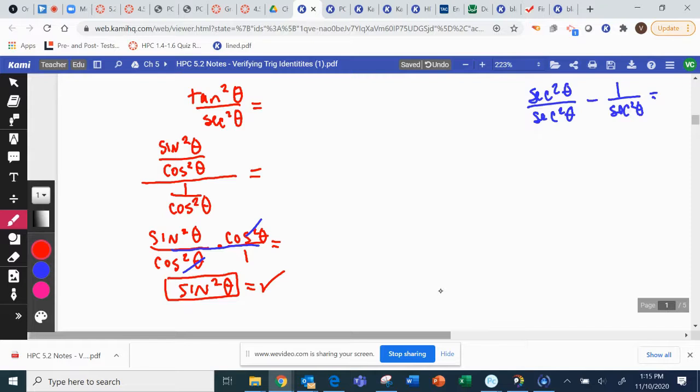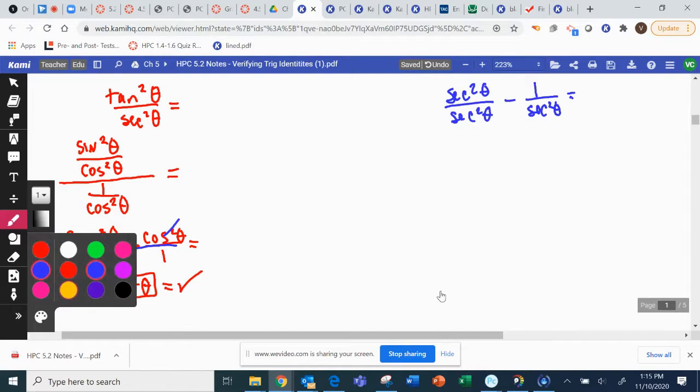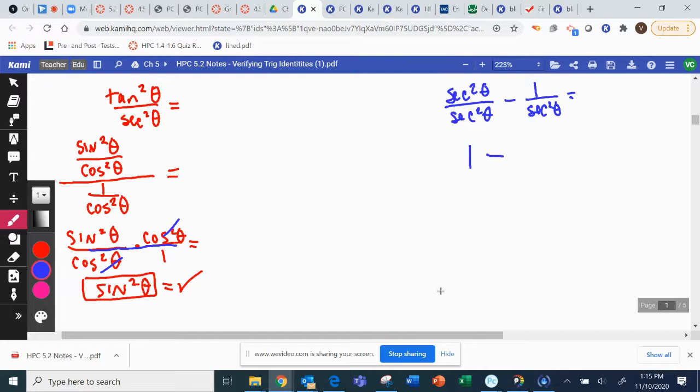So now we're going to do the exact same thing, but with a different starting point. Same question, different starting point. What could I do from secant squared theta over secant squared theta minus 1 over secant squared theta? Barry, it's 1. Can I change 1 over secant squared theta to what? Cosine squared theta?